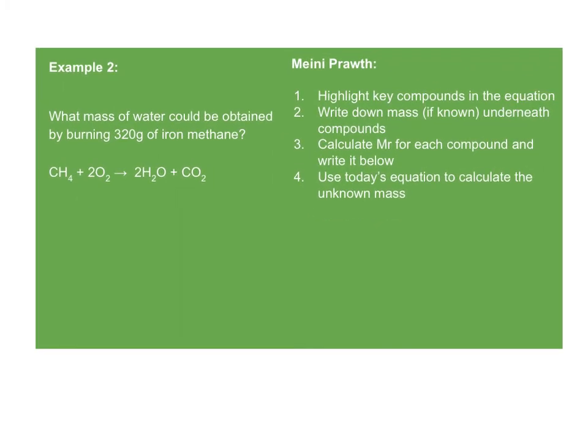We'll have a go at another one. So again, highlight the key compounds in the equation. So we're looking for the mass of water obtained when we burn 320 of methane. So we don't need that one, and we don't need that one. Draw a little table. We know that the mass of methane is 320. We do not know the mass of water.